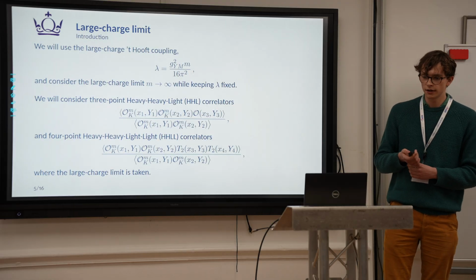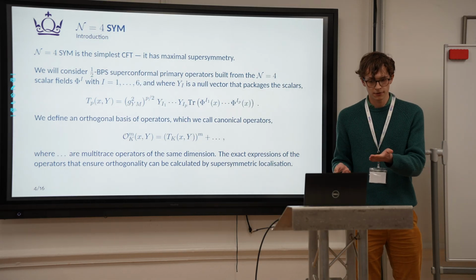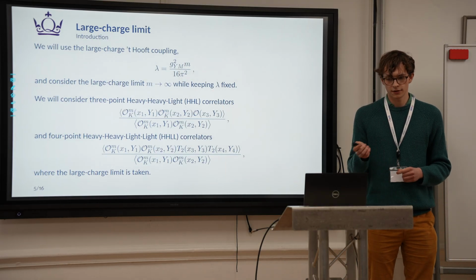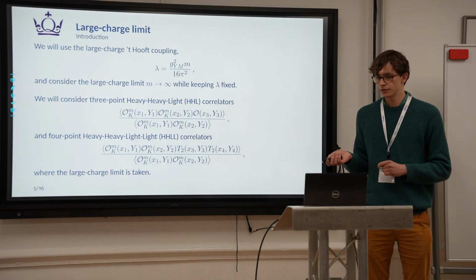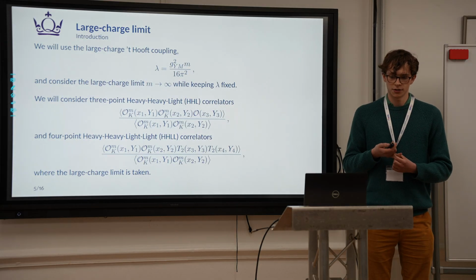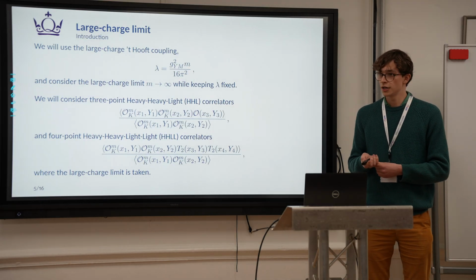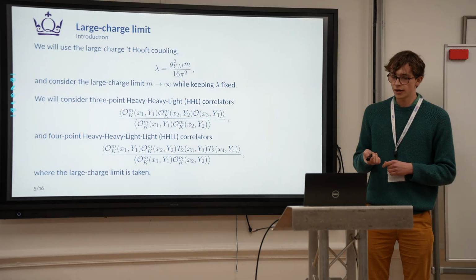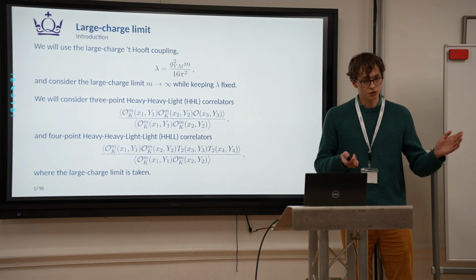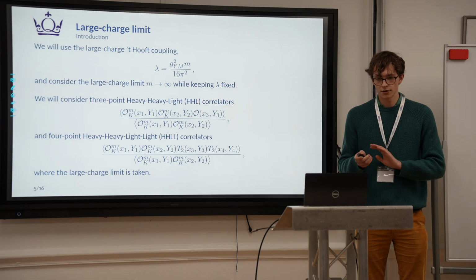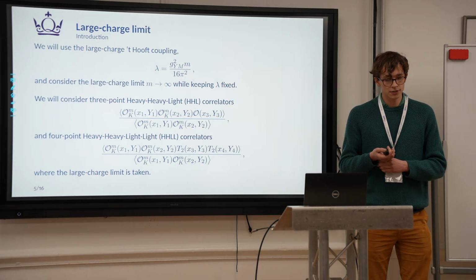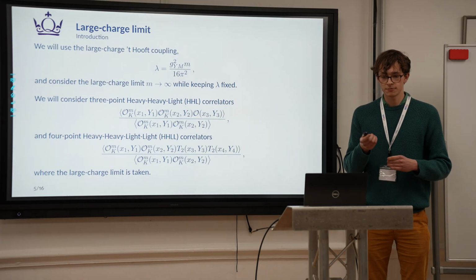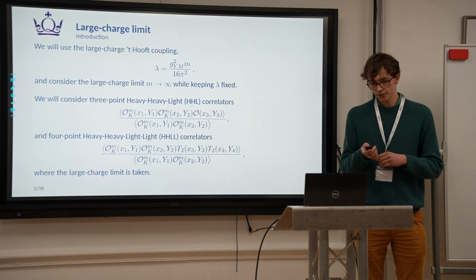And in particular, it's effectively T_k to the n, and so we're going to consider the limit when n becomes large, which we call the large charge limit. And for 3 point correlators, you can just take that large charge limit because there's no coupling dependence. But for the 4 point correlators, you have to be careful because there is coupling dependence.